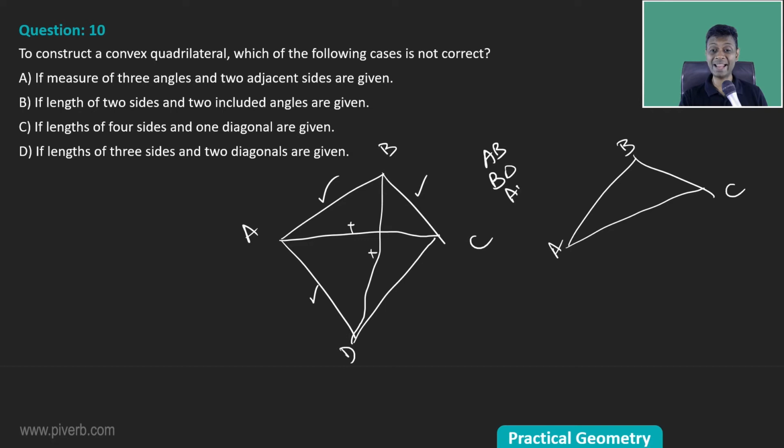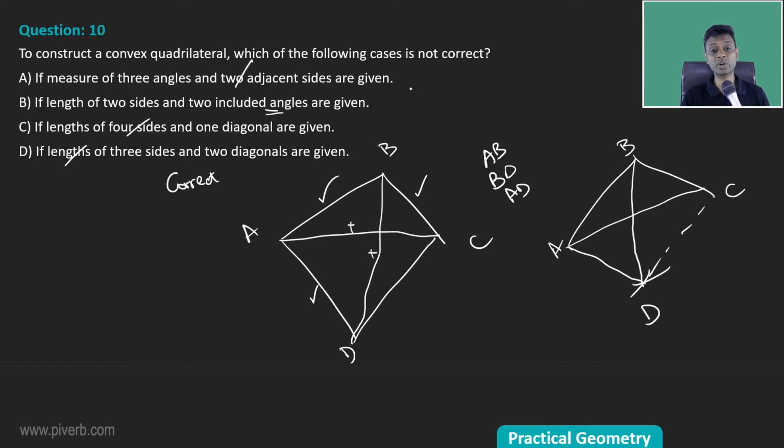Now we know AB, BD, AD. From A, mark out AD. From B, mark out BD. Now we can construct triangle ABD. We have located D, join DC, we are done. So 3 sides and 2 diagonals, this is also correct. So this can be done, this can be done, this can be done.